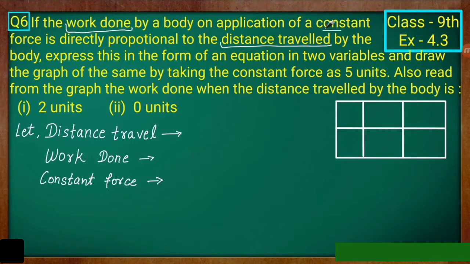Here the work done by a body on application of a constant force is directly proportional to the distance, and we all know distance is directly proportional to the speed. It depends on the speed. Whether the speed is fast, we cover more distance. So here force is 5 units and the distance traveled by the body is 2 units. For the second part it's 0 unit.